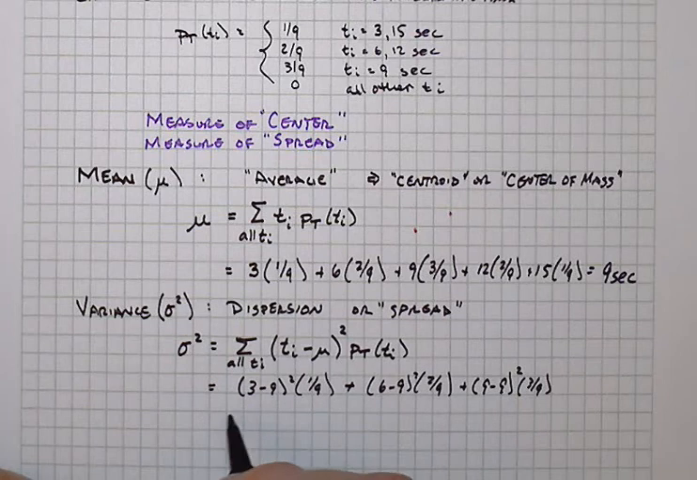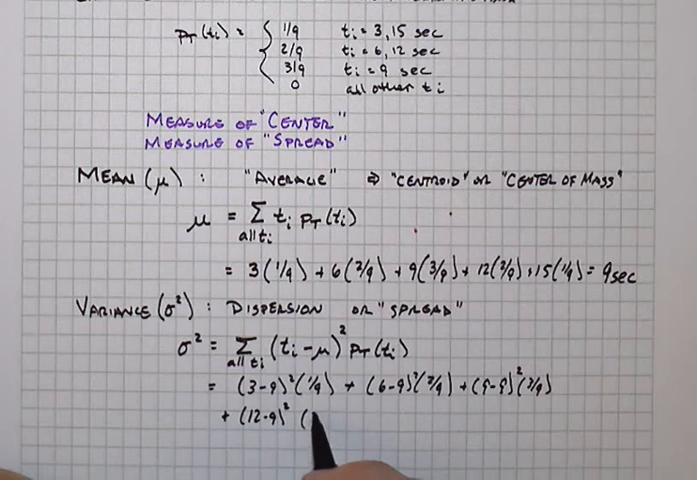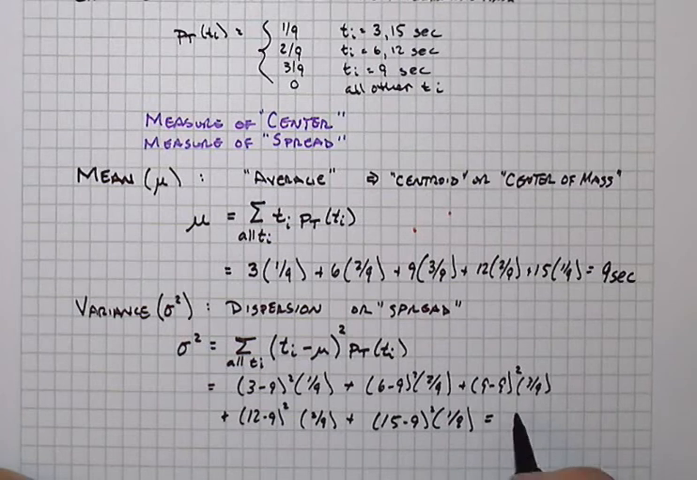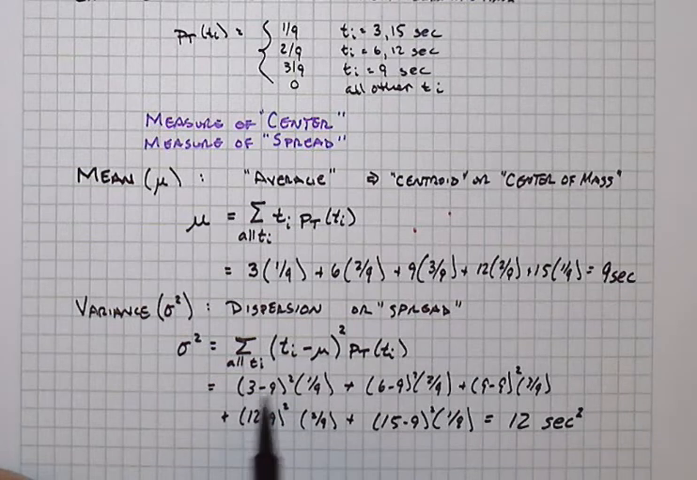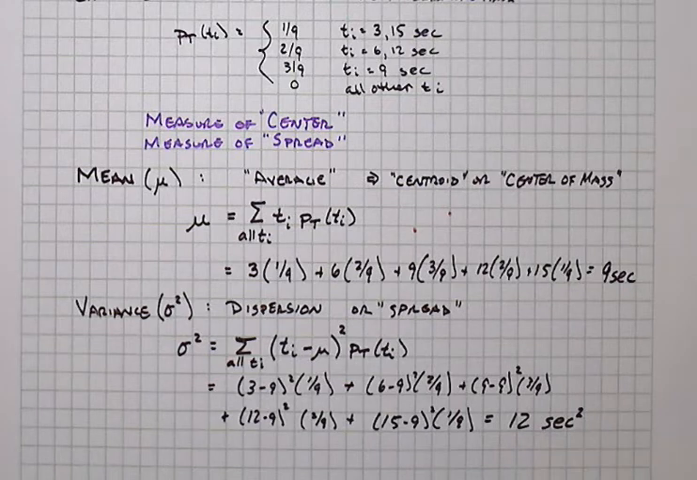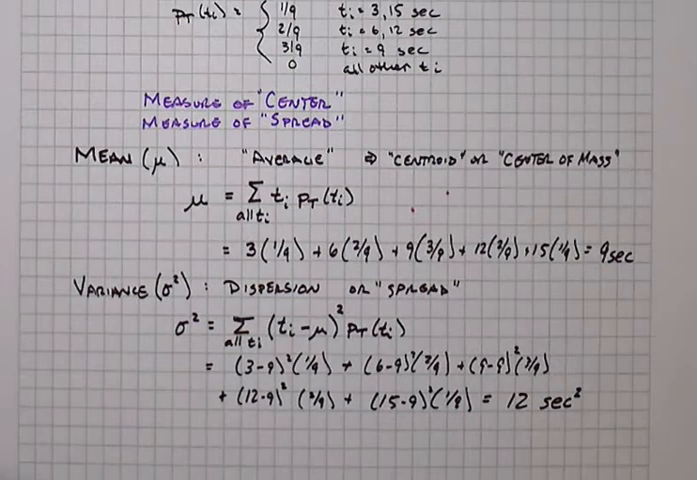And then we have one more, or two more, that is, we've got 12 minus 9, that's squared, times 2/9, plus then 15 minus 9, that's squared, times 1/9. And when you work that out, you'll get that that's equal to 12 seconds squared, right? So notice the units, because we took the deviation away from the mean and then we squared it, we get square units there. And that's a little bit hard to work with and understand what it means.